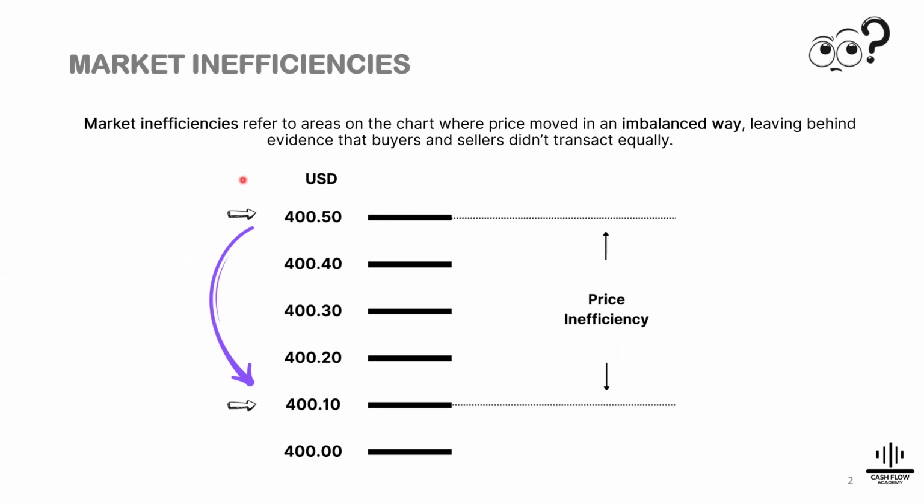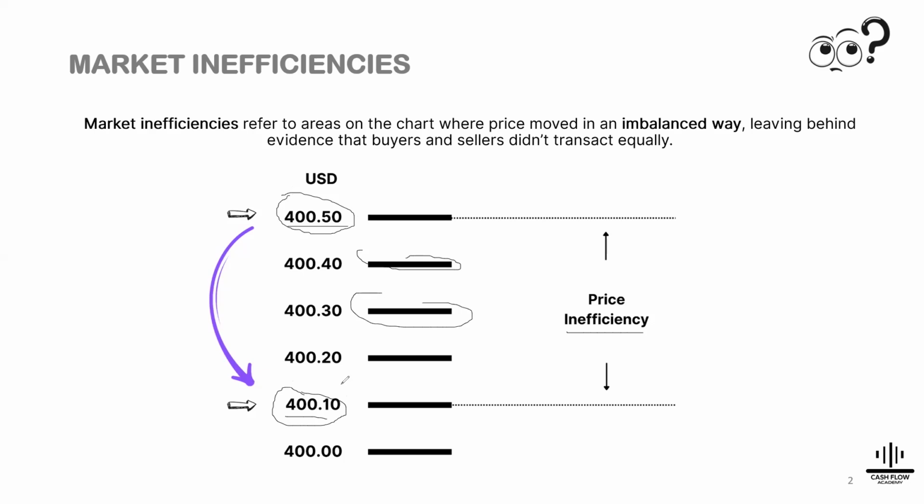Market inefficiencies refer to areas on the chart where price moved in an imbalanced way, leaving behind evidence that buyers and sellers didn't transact equally. So let's look at an example here. For instance, let's assume price is currently at $400.5. Okay. And then it quickly moved to $400.1. This quick move creates what we call price inefficiency, meaning that when price was at this point and moved to this point, it didn't give the opportunity for the orders that were placed here to be executed.